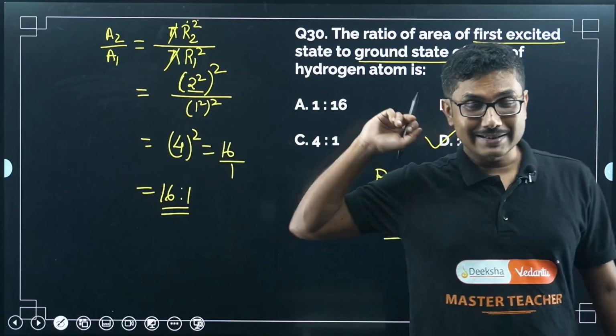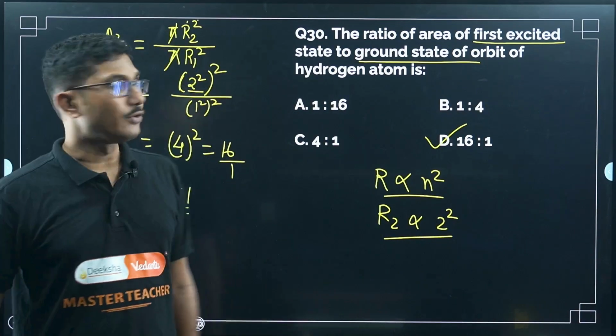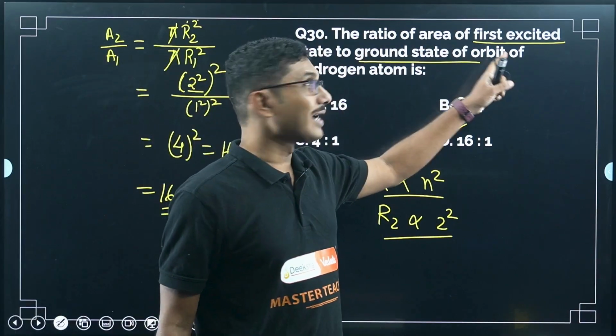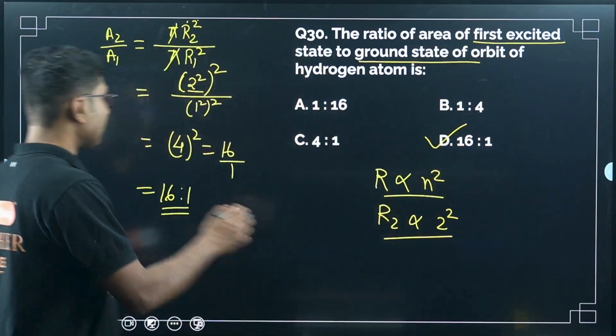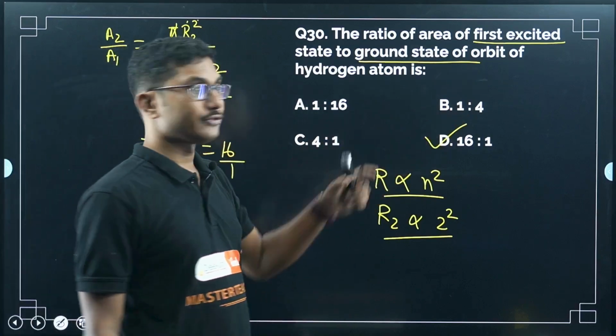In case of ratio related problems, you have to be careful about the order. They have said first excited state to the ground state, that's why I marked it. First excited state to the ground state is 16:1, and if they ask you the opposite, then it will be 1:16.